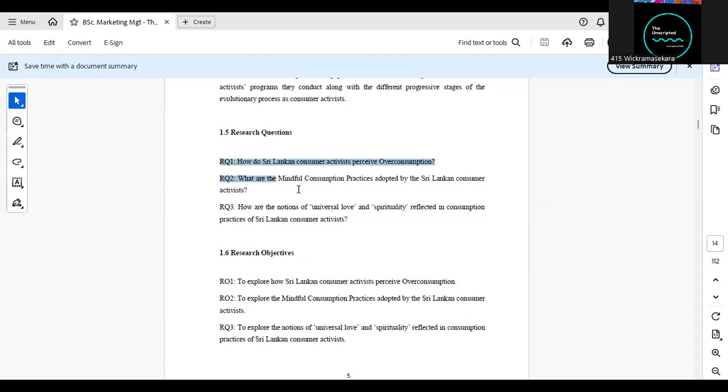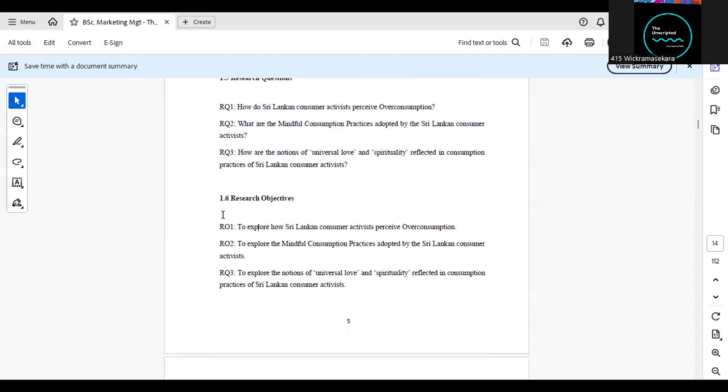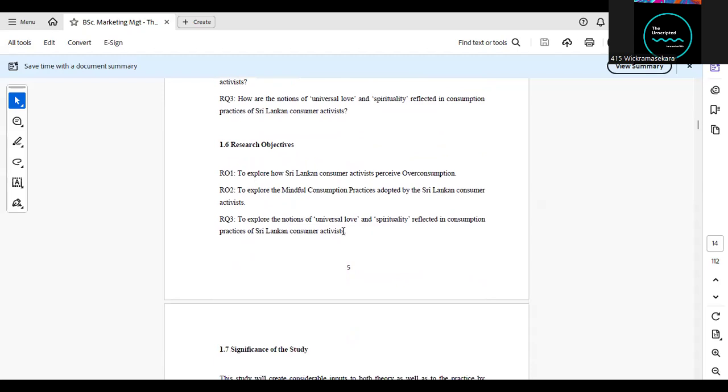So you can see now these questions are similar to my research objectives as well. That can happen on some occasions. But sometimes you can also have another objective, as in to give recommendations to policymakers or to some organization that you have used, right? So that is about the research objectives.